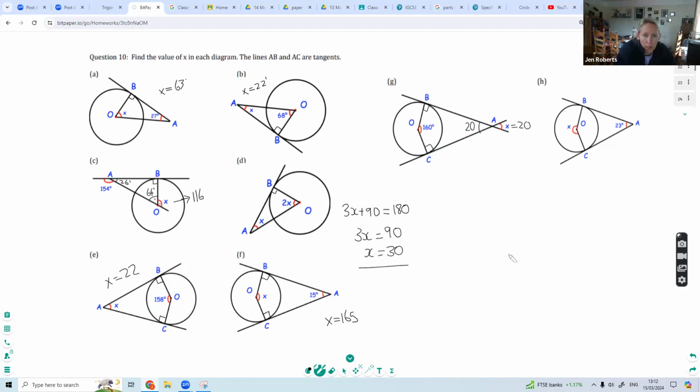What about this one here? Again, 90, 90. Let's get this one first. 360, take away 90, take away 90, take away 23, gives you this is 157. And then you've got angles round a point add up to 360. So 360, take away 157, gives you x is 203.